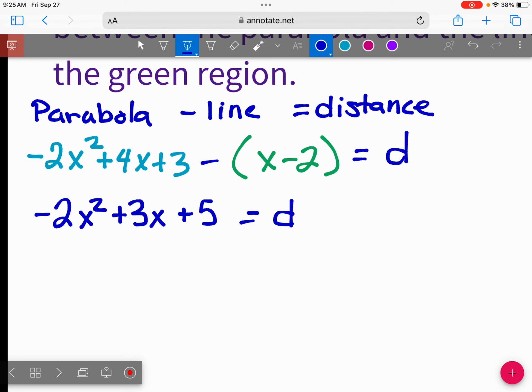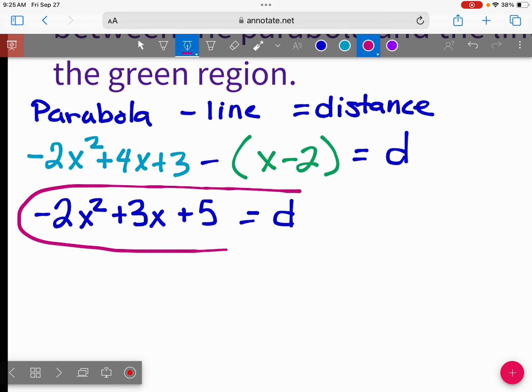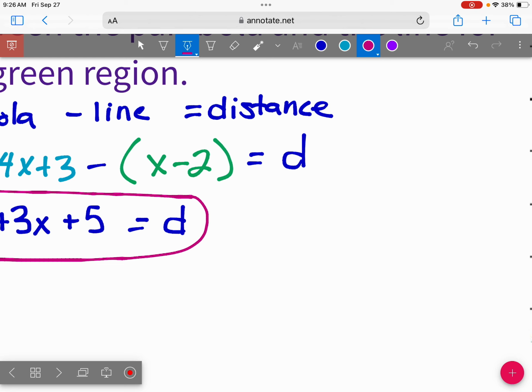Okay, so this is the equation to find the distance between those two shapes. Now we have to find a distance. We're finding the maximum distance. Where are we going to find a maximum of this function here? Where do we, a vertex. The vertex is always going to be your maximum. So I need to find the vertex of this. That's where we find our maximum distance.